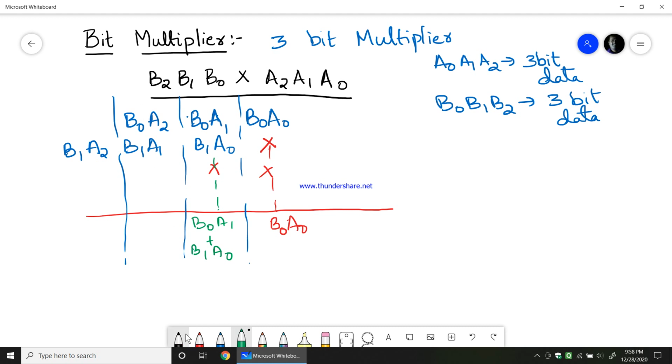Now the next multiplication would be A0, A1, A2 multiplied by B2. Therefore, A0B2, A1B2, and then A2B2. So finally the addition of these three along with the carry: B0A2 plus B1A1 plus B2A0, along with the carry that we get from the addition of B0A1 plus B1A0.